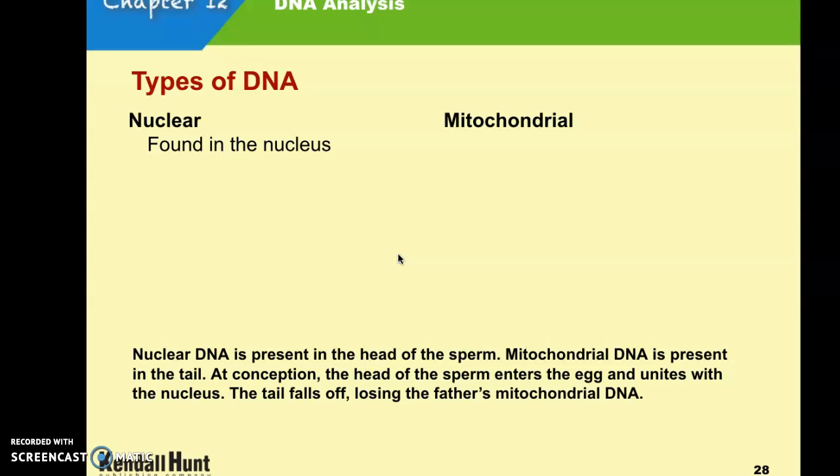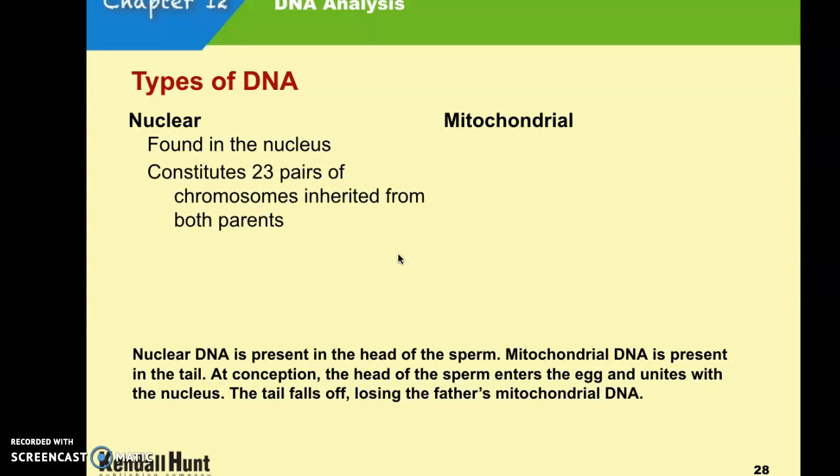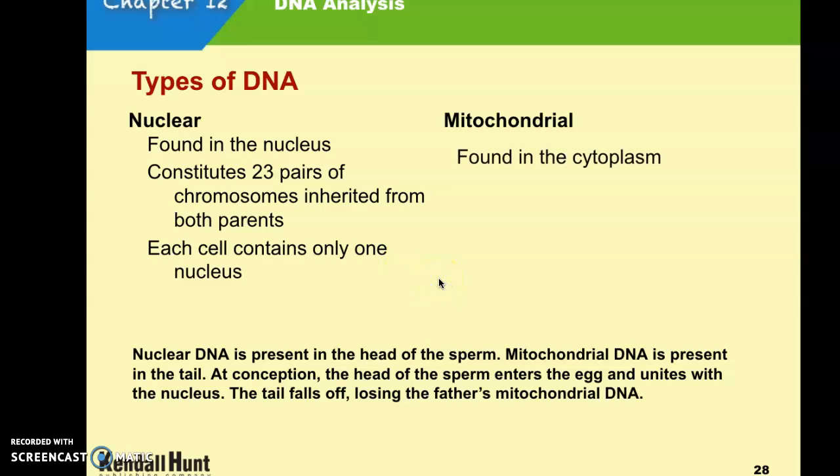When the sperm enters the egg, the sperm nucleus joins with the egg nucleus, so you get the male's nuclear DNA, but the mitochondria from the male is on the tail, and that stays outside of it. So you do not get any of the father's mitochondrial DNA. The nuclear DNA has 23 pairs of chromosomes from both parents. Each cell only contains 1 nucleus.